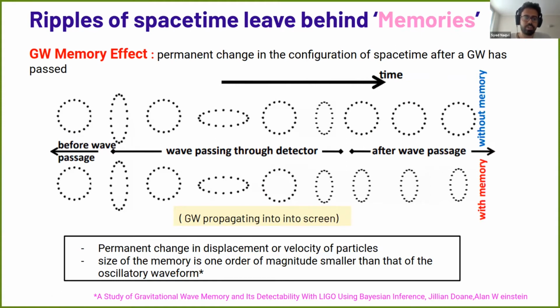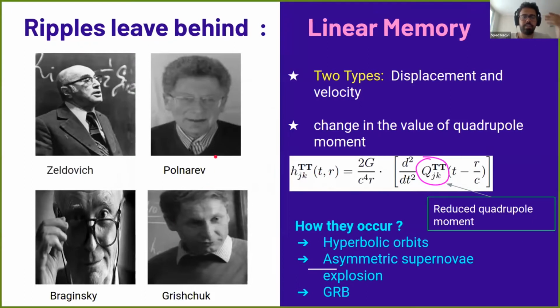this will become important, because it gives you a glimpse of the nonlinear nature of general relativity, and of what the different kinds of memory are. One is the linear memory, which was studied by Zeldovich, Polnarev, and Braginsky and Grishchuk. They were studying the linear memory way back. A memory term was arising due to the change in the value of the quadrupole moment, more specifically the reduced quadrupole moment when it is different at the asymptotic values.